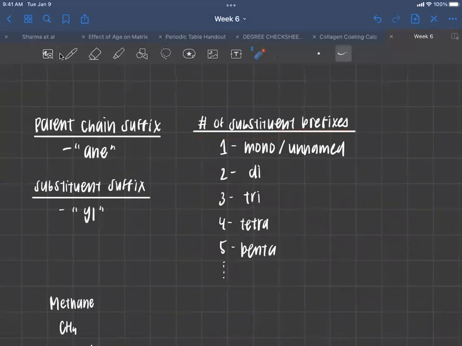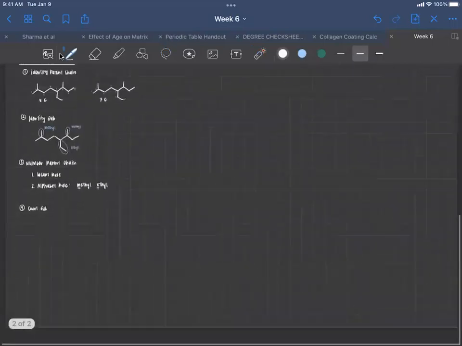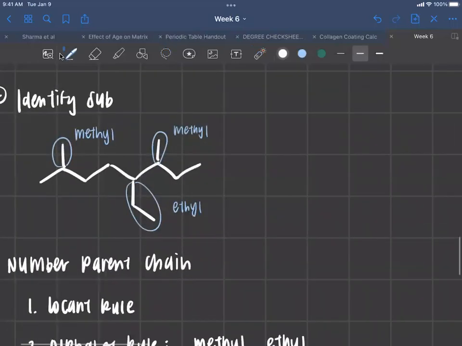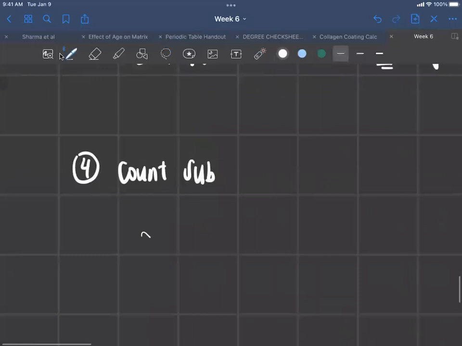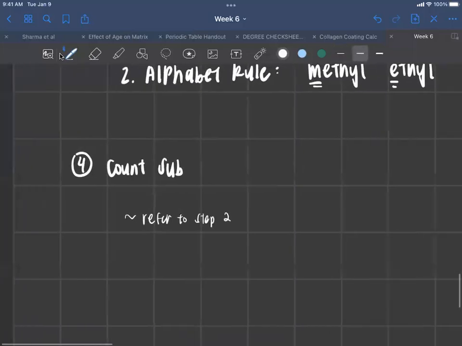So we have 2 methyl groups, then we'll use the prefix of di for the naming. So we have 1 ethyl group and then we have dimethyl. I listed it out here. We have dimethyl and then we have ethyl. So I'll just say maybe refer to step 2. Again, these aren't formal steps. It's just something that I made up on the spot.